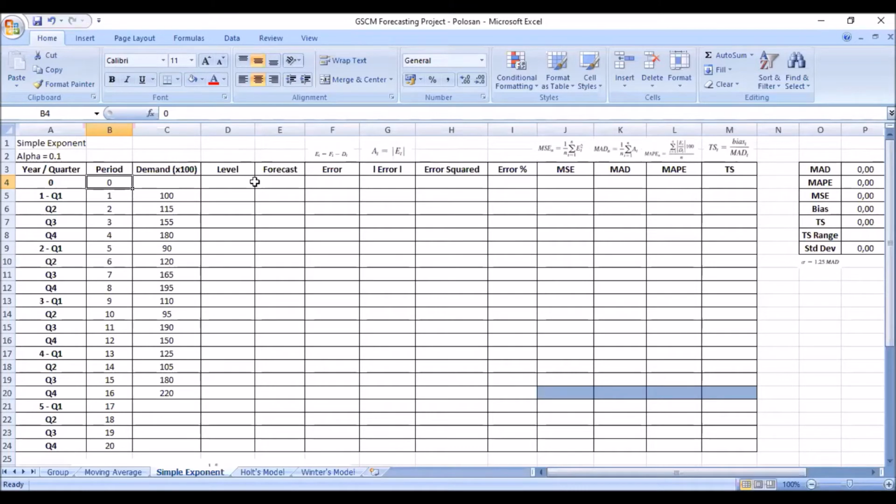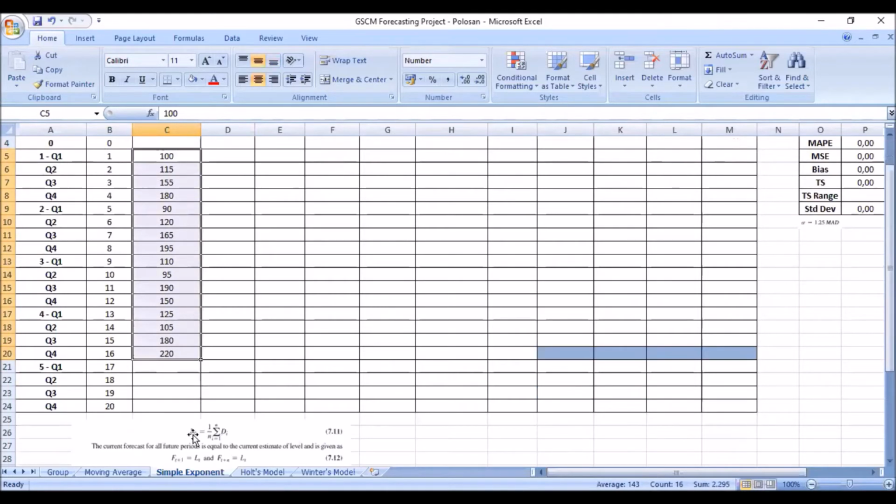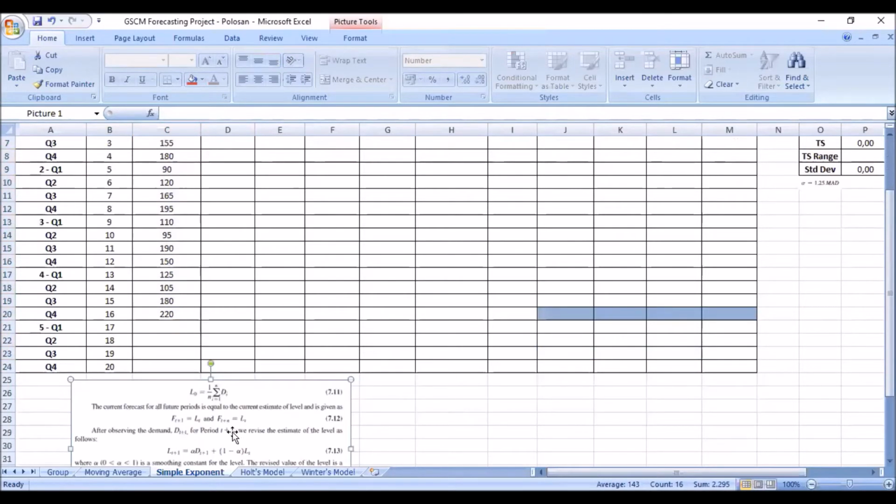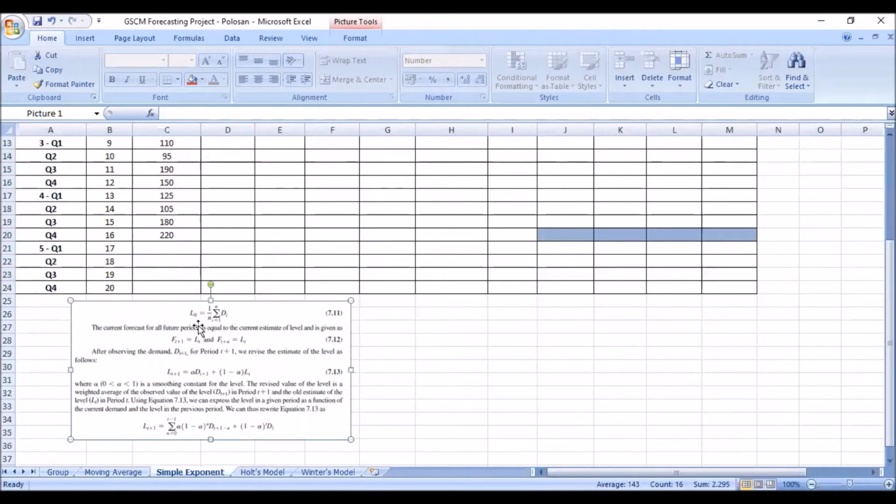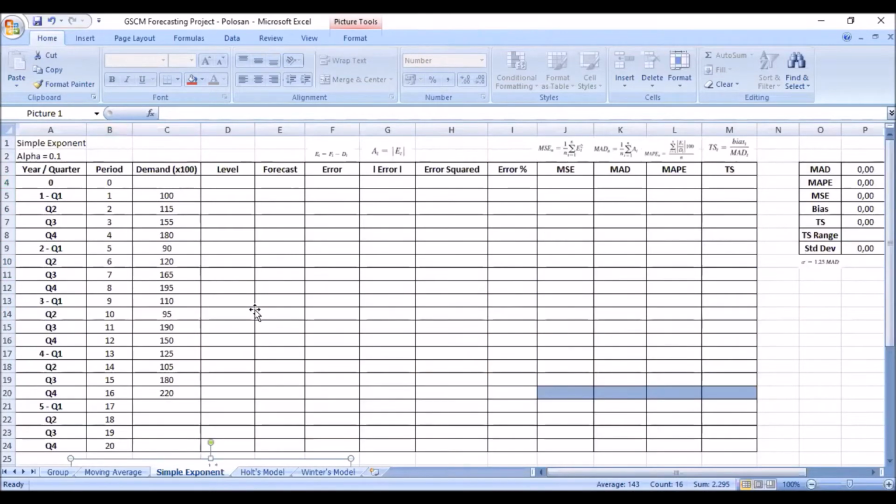In simple exponential, we'll use the L0 instead, and instead of skipping the first 4 periods, we're just going to find the L0 using the average based on every demand. And that's why it's more accurate, because it accounts for the demand, which is good. Just like the formula said, L0 means the average of all demand from all periods, which means that simple exponential compared to moving average is quite a more accurate one.